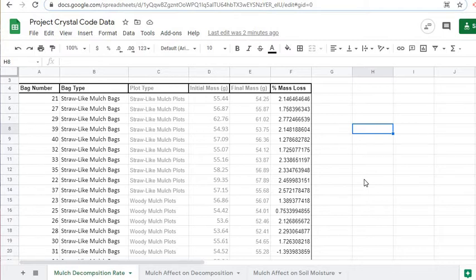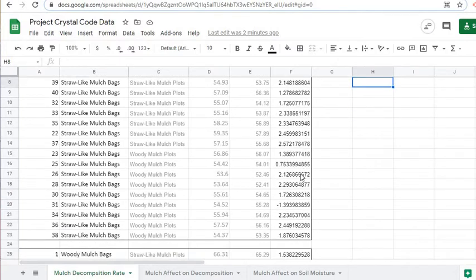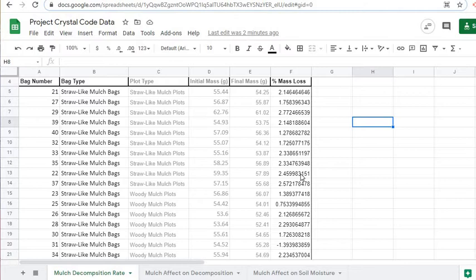The average is calculated by adding up all of the percent mass loss readings for one treatment, or one type of mulch bag, and dividing it by the total number of bags. To show how to calculate the mean for all the woody mulch bags and the straw-like mulch bags, we can calculate these pretty easily in Google Sheets.